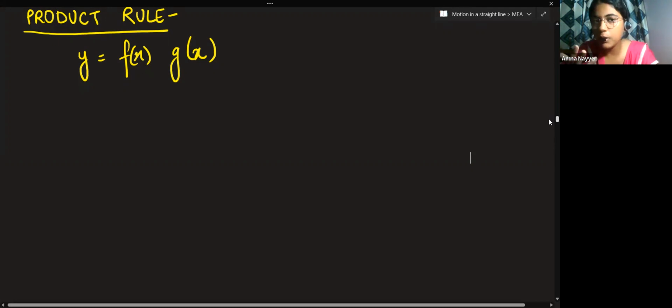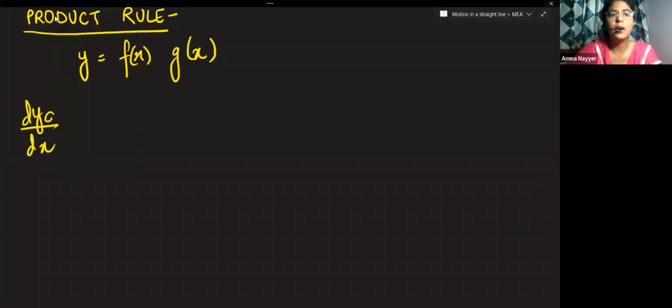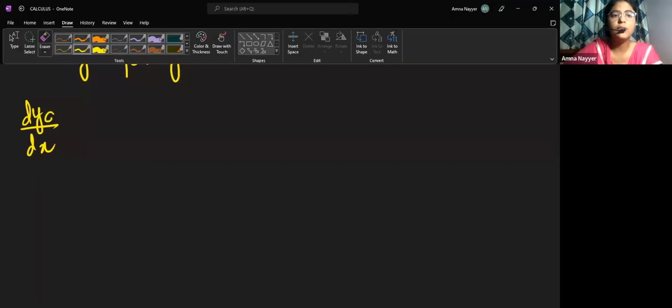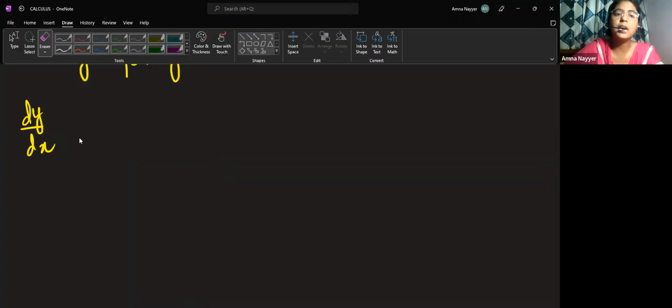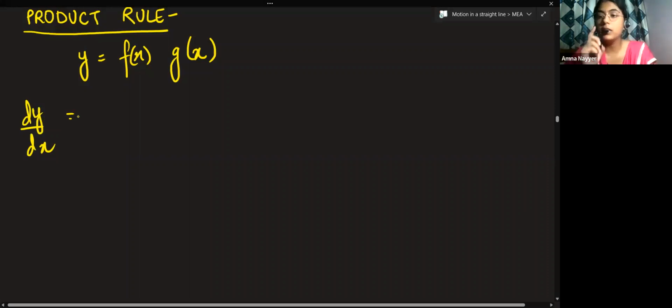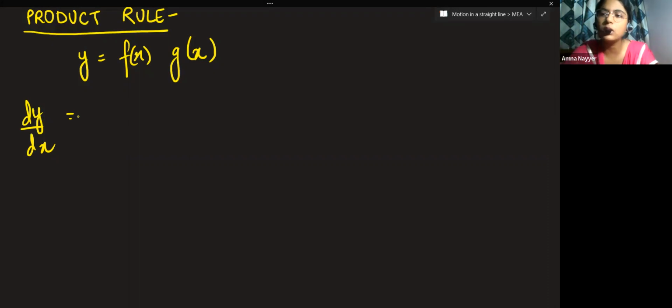So product rule can be identified if you see two functions given. Two functions given, then how to differentiate it? Let's say dy over dx. You have to differentiate this dy over dx, and two functions are getting multiplied this time. That day, what did we study? We studied that a constant getting multiplied by a function, so constant comes out. But this time two functions are given to you.